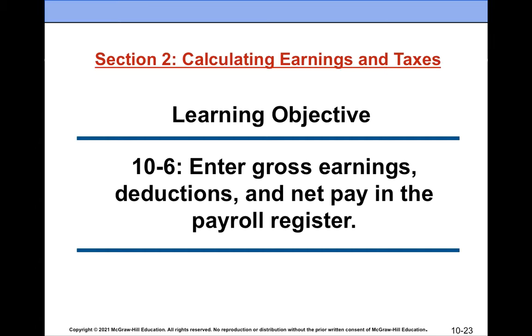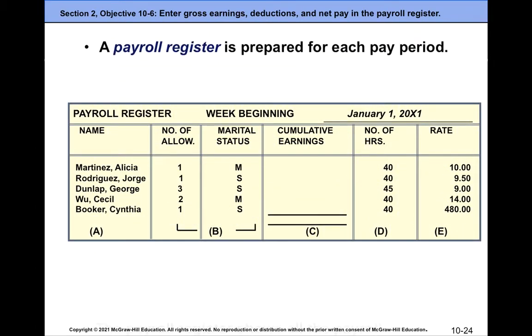Okay, payroll register. This is what you're going to be doing in most of your homework. A payroll register is prepared for each pay period. Right now, this is the beginning of the year. It's one week beginning January 1st. This is an example from your book.